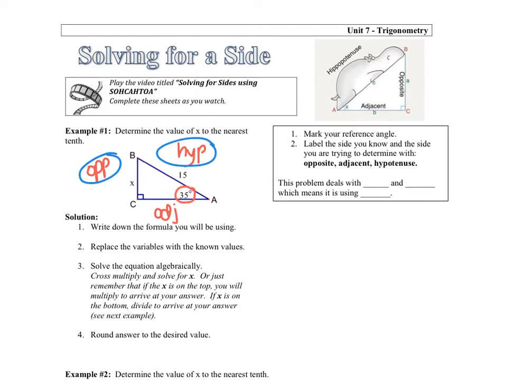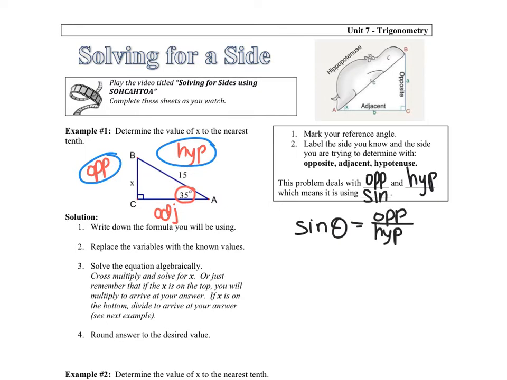So now I try to think, okay, using SOHCAHTOA, what ratio would satisfy opposite and hypotenuse? And that would be sine. So this problem deals with opposite and hypotenuse, so that is our sine function. So now we're going to write down that original general formula. Sine theta equals opposite over hypotenuse.